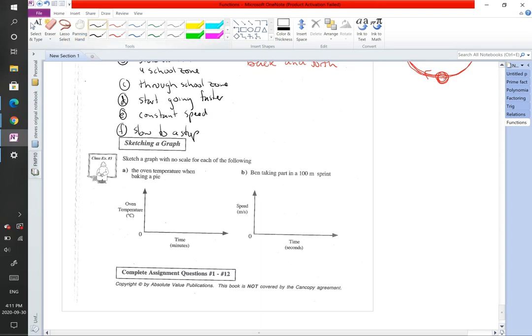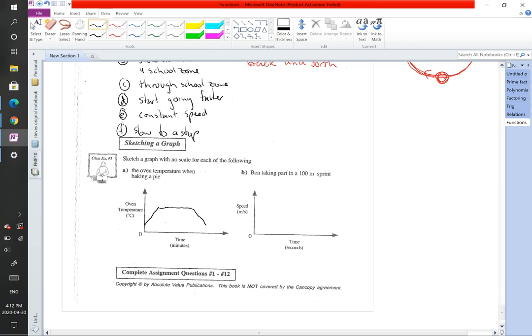So the first one is the oven temperature when baking a pie. So, your temperature probably doesn't start right at 0. It's probably room temperature in your oven. So we'll start right here. And then it warms up to baking temperature. And then it stays baking temperature for the hour or whatever that you bake the pie. Then you turn it off because the pie's done, and the temperature will decrease back to where it started. So something like that, probably with straighter lines, but I got wiggly writing.